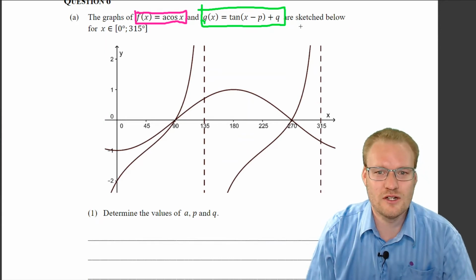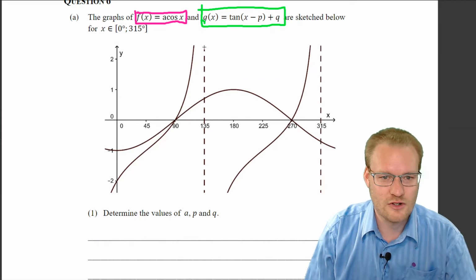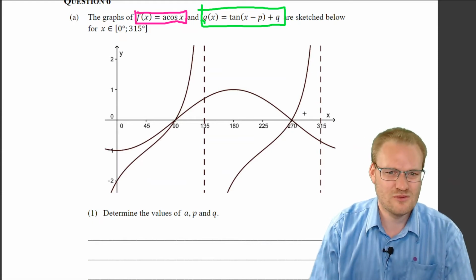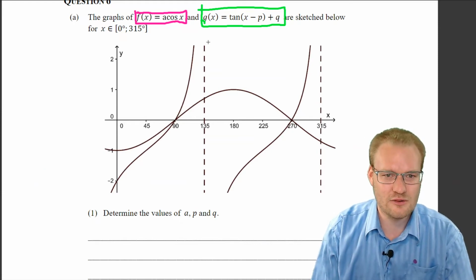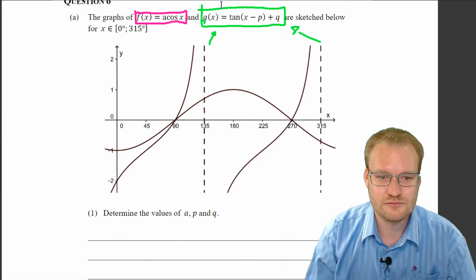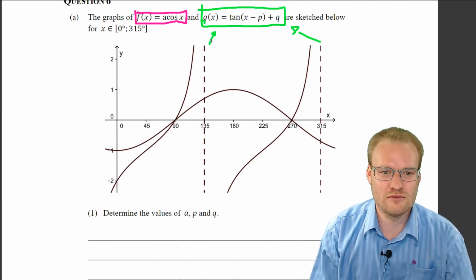Okay, so here we go. It's sketched between 0 and 315. Now we've got these asymptotes at 135 and 315. We know which graph that must be dealing with, right? Those are with our tan graph, because the tan graph is the one that has the asymptotes. And when we're drawing a tan graph, we generally drew those asymptotes first.